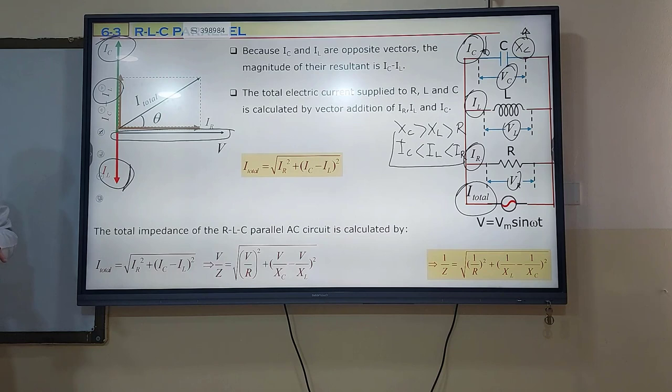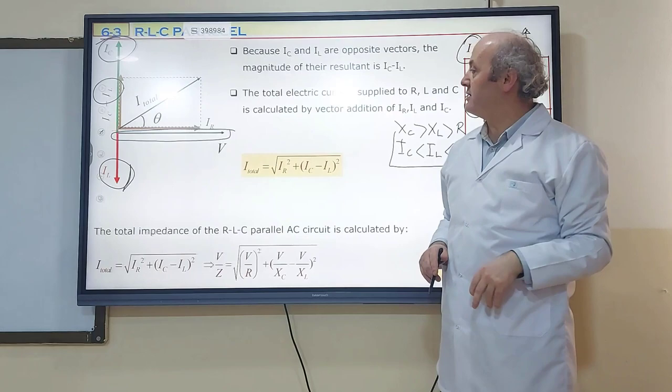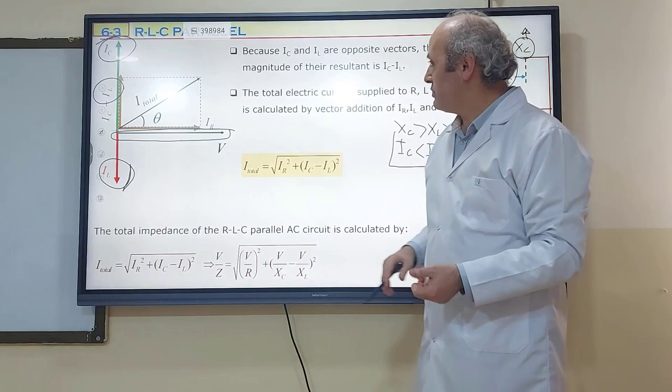As I said in the classroom, this is an exam question. What's the angle between IC and IL? 180. IC and IR? 90. IR and IL are also 90. Okay, so now we are going to use vector addition.